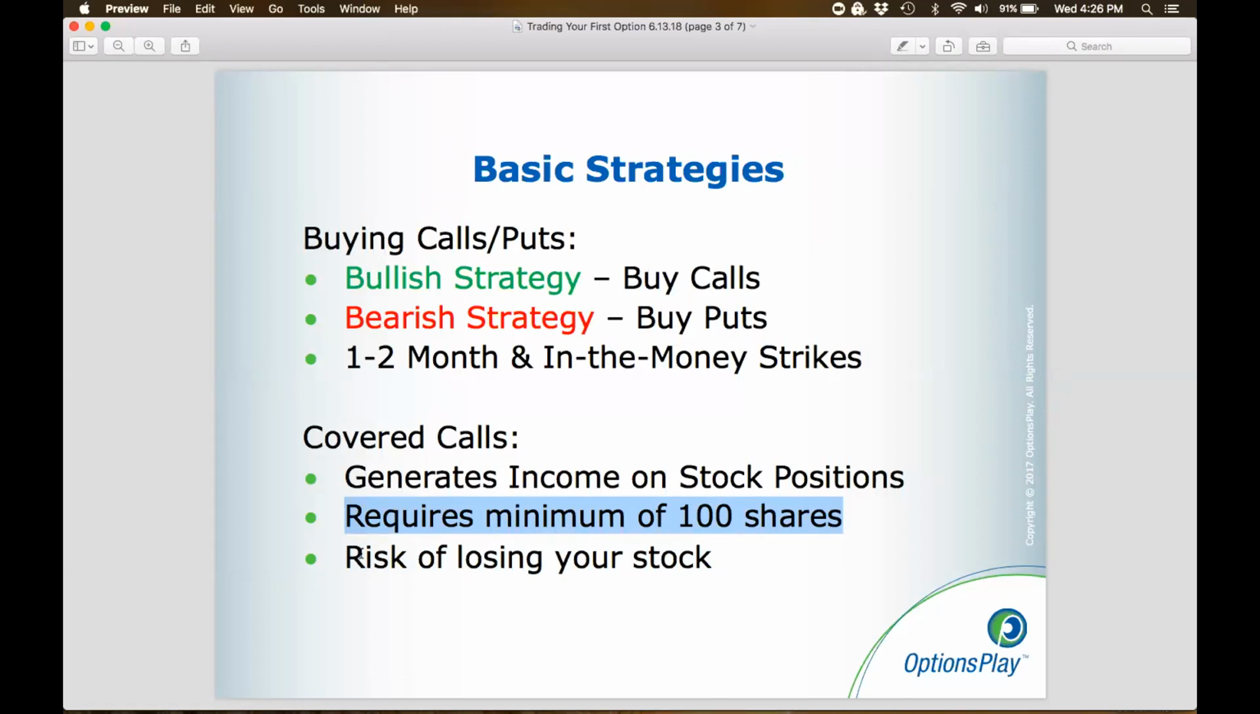And lastly, you do risk losing your stock, meaning you do have the risk of selling the stock at a specific price by generating income by selling covered calls. But these are the two primary strategies that you would deploy if you're starting out with options. You're either buying calls and puts because you have a directional view on the underlying stock, or you can sell covered calls because you want to generate some income on the existing stock position in your account.